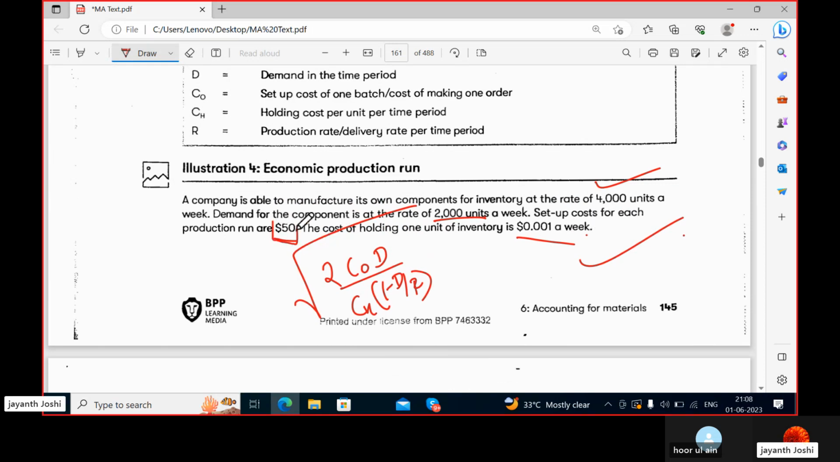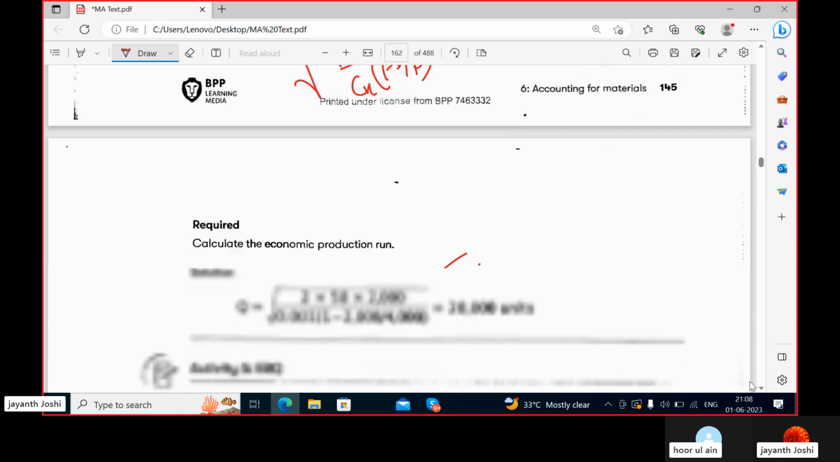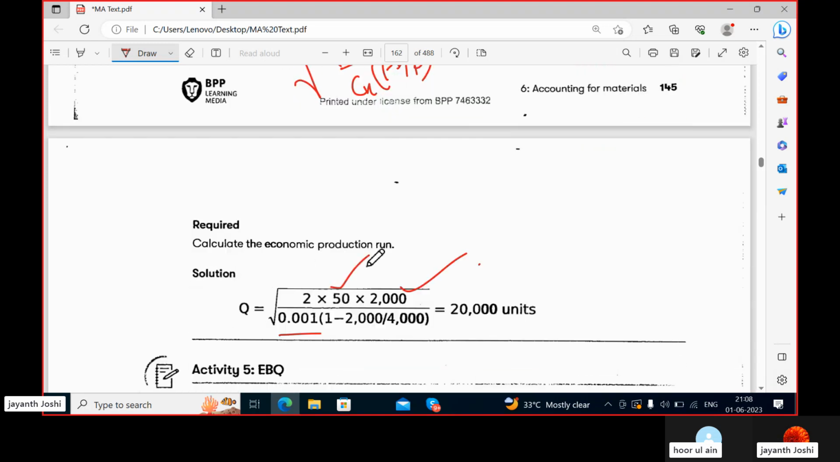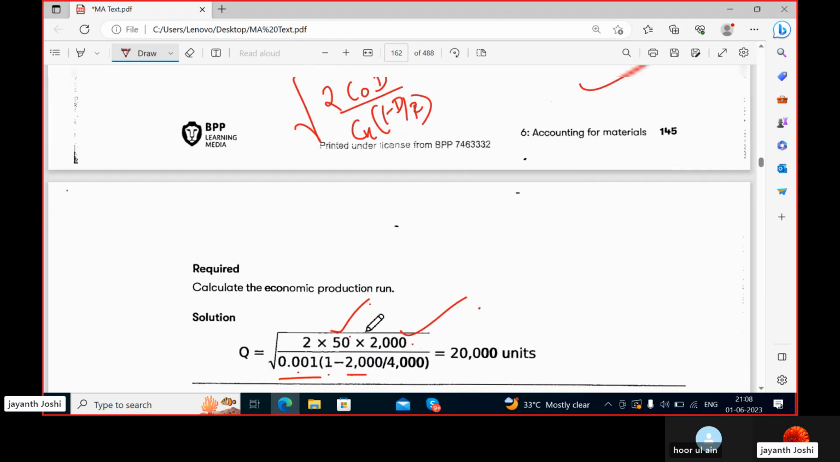Here the production is going on. Setup cost is nothing but, for production or to fulfill some order, they are setting up some machine, and for that they are incurring 50. So that comes under ordering cost. So we will take that ordering cost. That is a machine setup to fulfill some orders. So: ordering cost, annual demand, ordering cost, holding cost, 1 minus the annual demand divided by the production run.